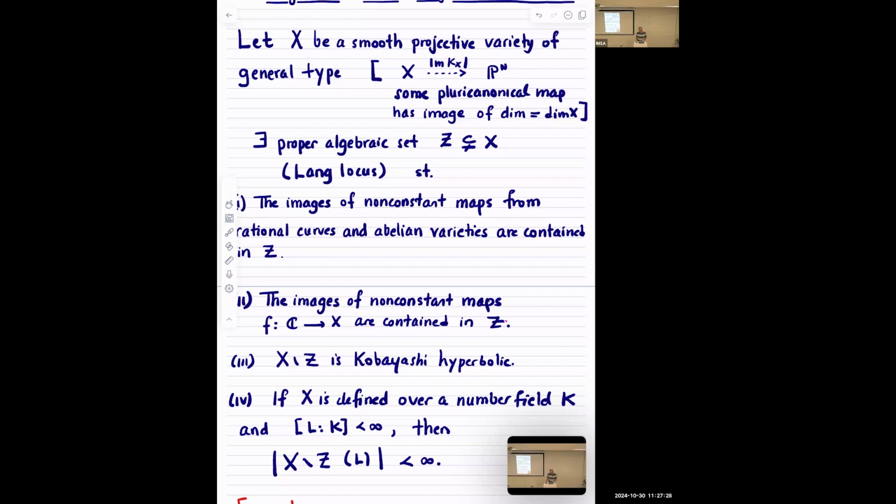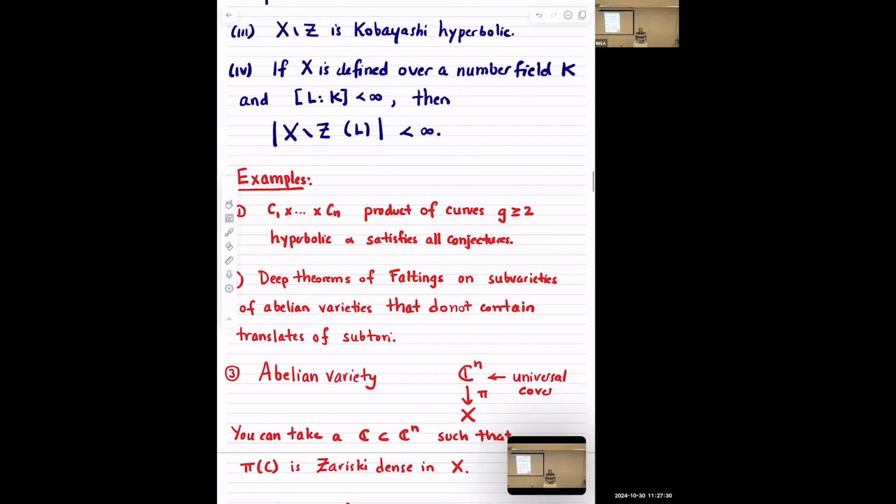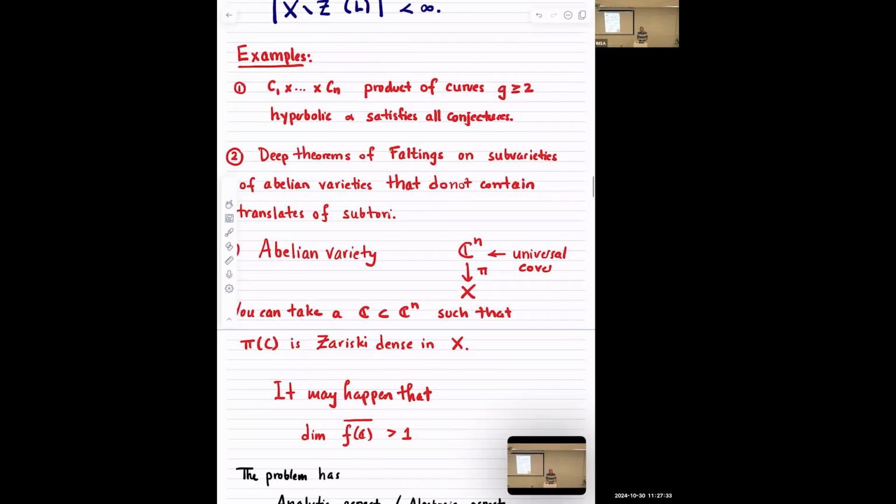Maybe a few remarks about these conjectures. There are several basic examples that are known, right? So the first is if you take a product of curves of genus at least 2, then putting together Faltings' theorem for the curves, these are hyperbolic and satisfy all of the conjectures. And then the other part is what Professor Xu explained in the past hour, that there are deep theorems of Faltings on subvarieties of abelian varieties that do not contain translates of subtori.